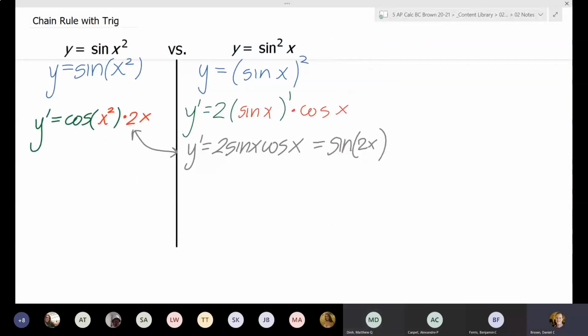Which one am I looking at again? I'm sorry, the left one? The left one. So I don't know what you mean by x in parentheses. If I wrote it like this. Yeah, so what's the difference between that and the one we just did?